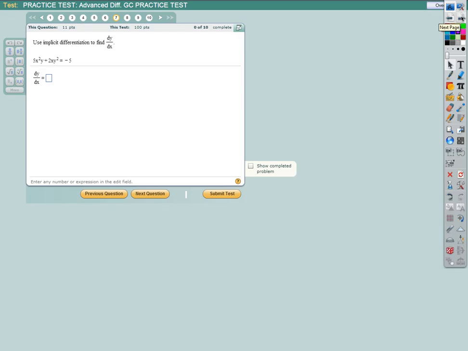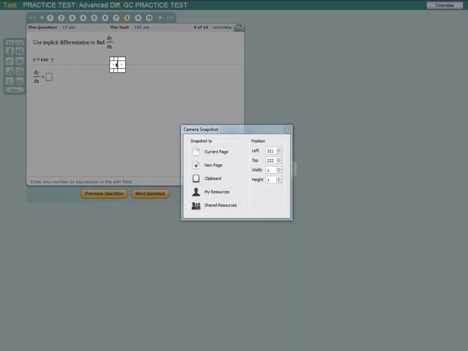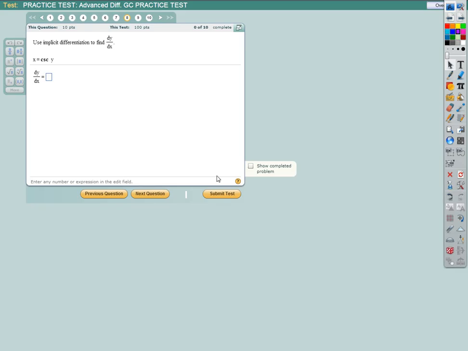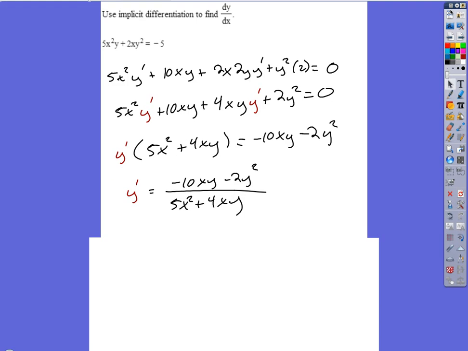I think we're good. Well, x equals cosecant y. Yeah, let's do it. I have no idea what that is. I didn't get this problem. Oh, yeah, I realize that. Or x not equals y. Yeah, I realize that.